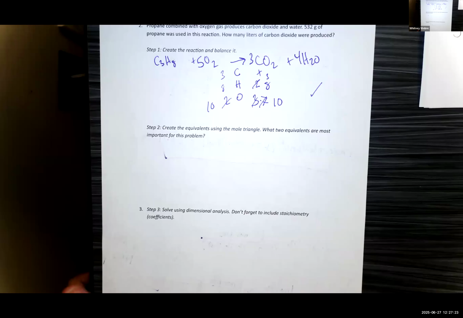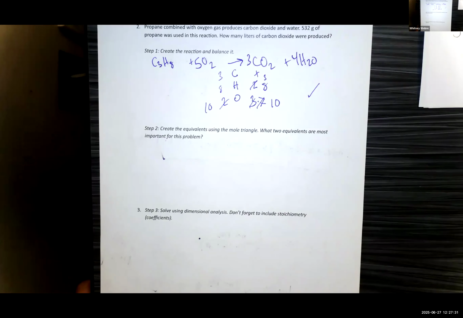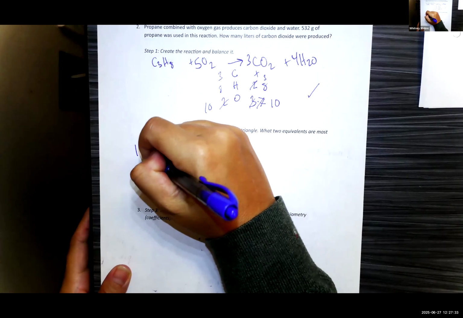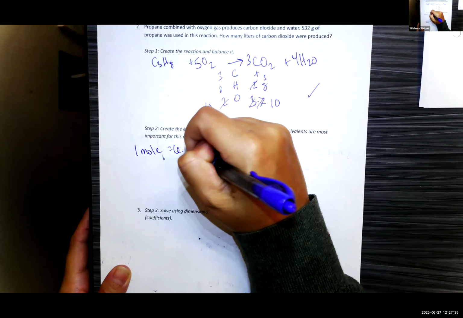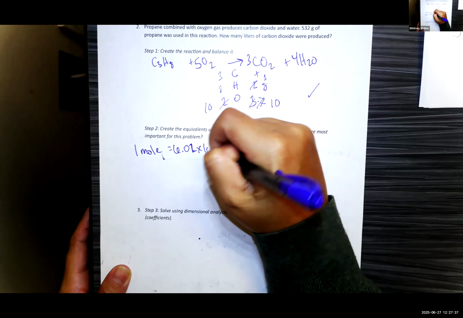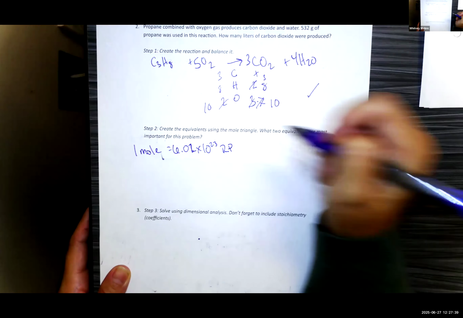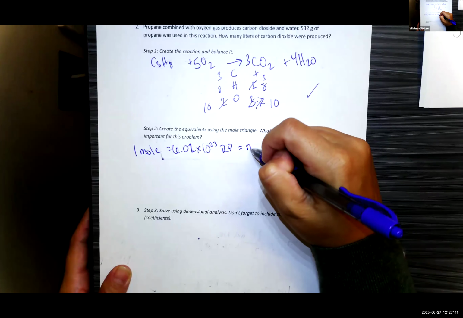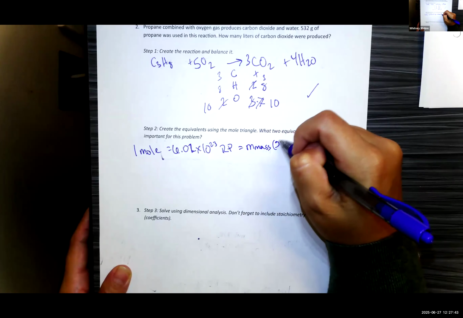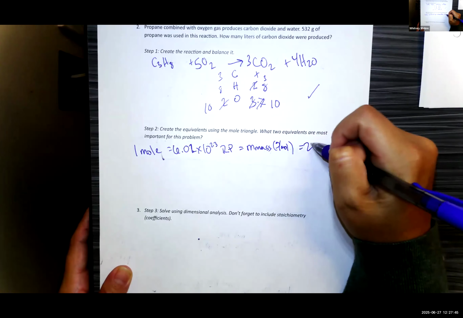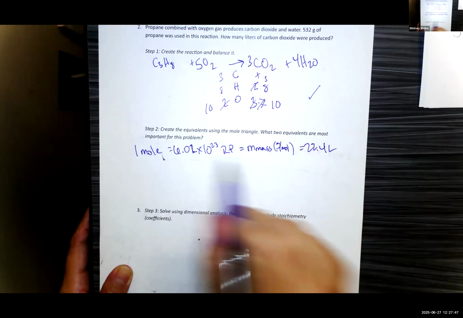I don't need to write it all out. If that confuses you, don't write it all out. But if you know you need to write it all out, this is the way I would do it. You just start off by taking that triangle, 1 mole equals 6.02 times 10 to the 23rd representative particles equals molar mass equals 22.4 liters. The order does not matter.